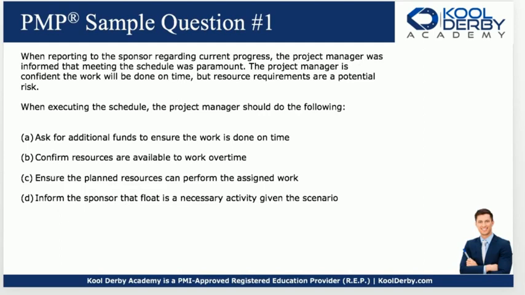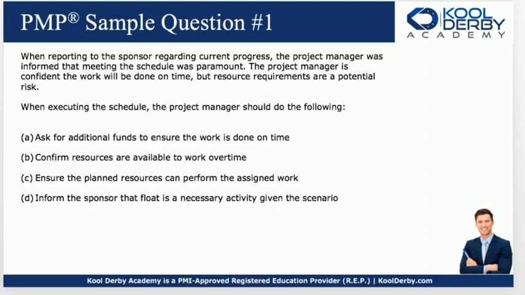Okay, question number 1. Let's look at this one. When reporting to the project sponsor regarding current progress, the project manager was informed that meeting the schedule is paramount. So you're told by the sponsor that the schedule is paramount. The project manager is confident that the work will be done on time, but resource requirements are a potential risk. So we think as a PM that things are going to get done on time, but we know that resource requirements are a problem. Resources include people, capital, equipment, technology. Now, when executing the schedule, the project manager should do the following. Okay, now we're talking about doing the work, right?